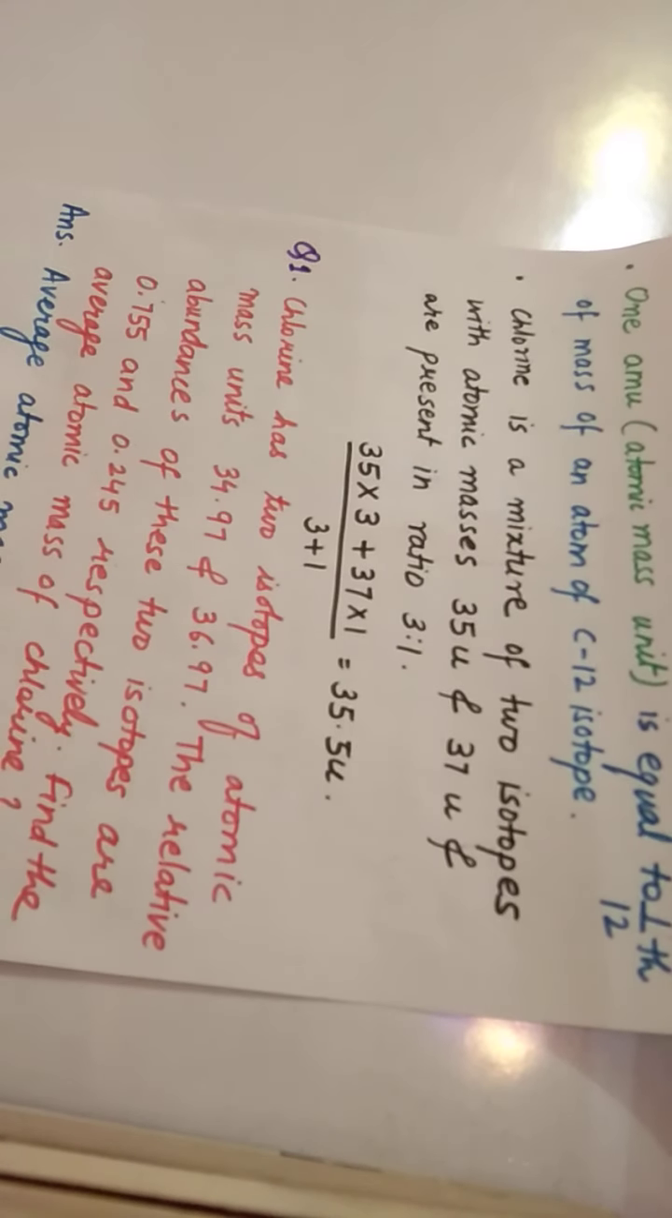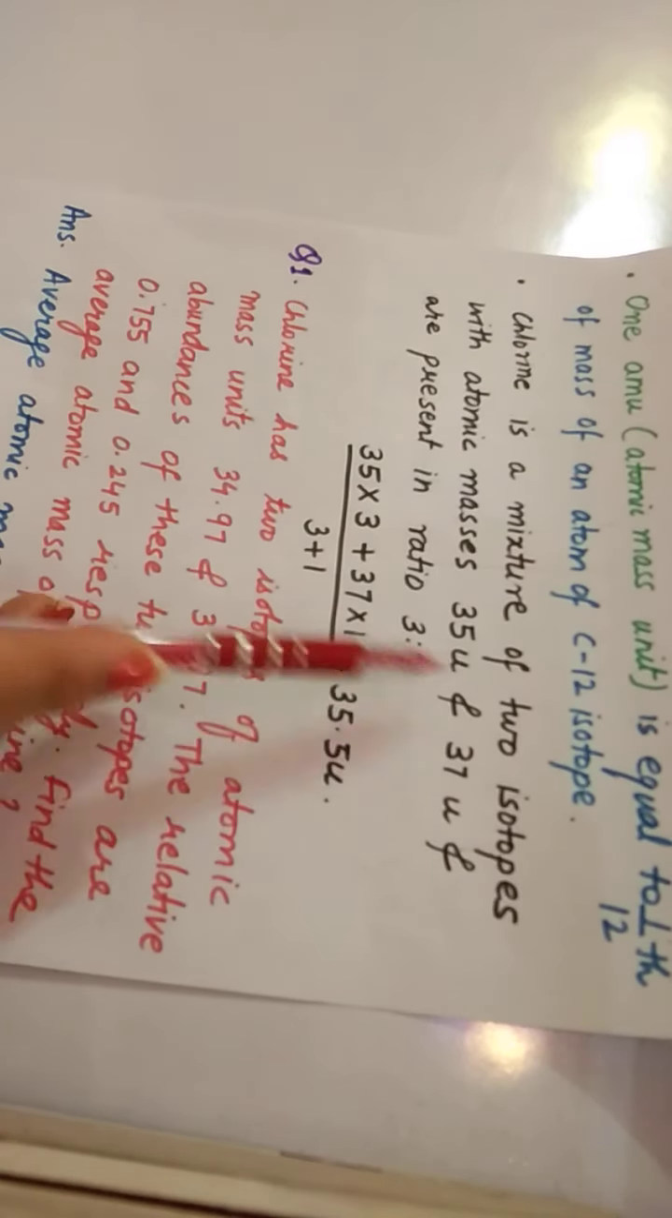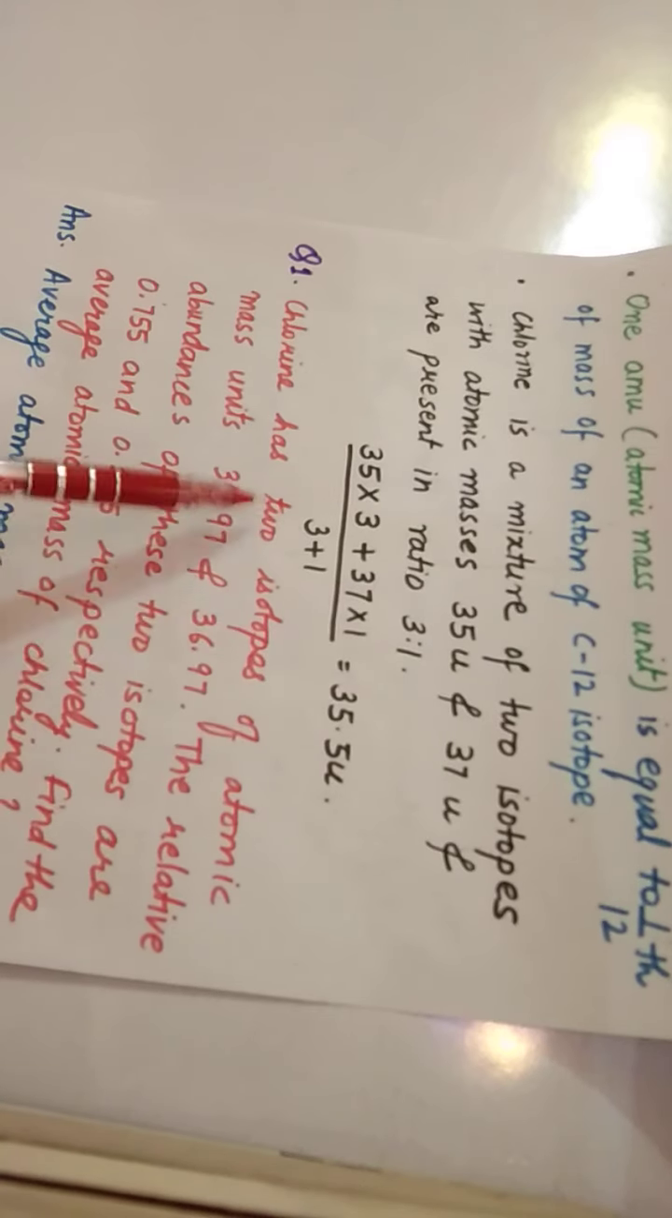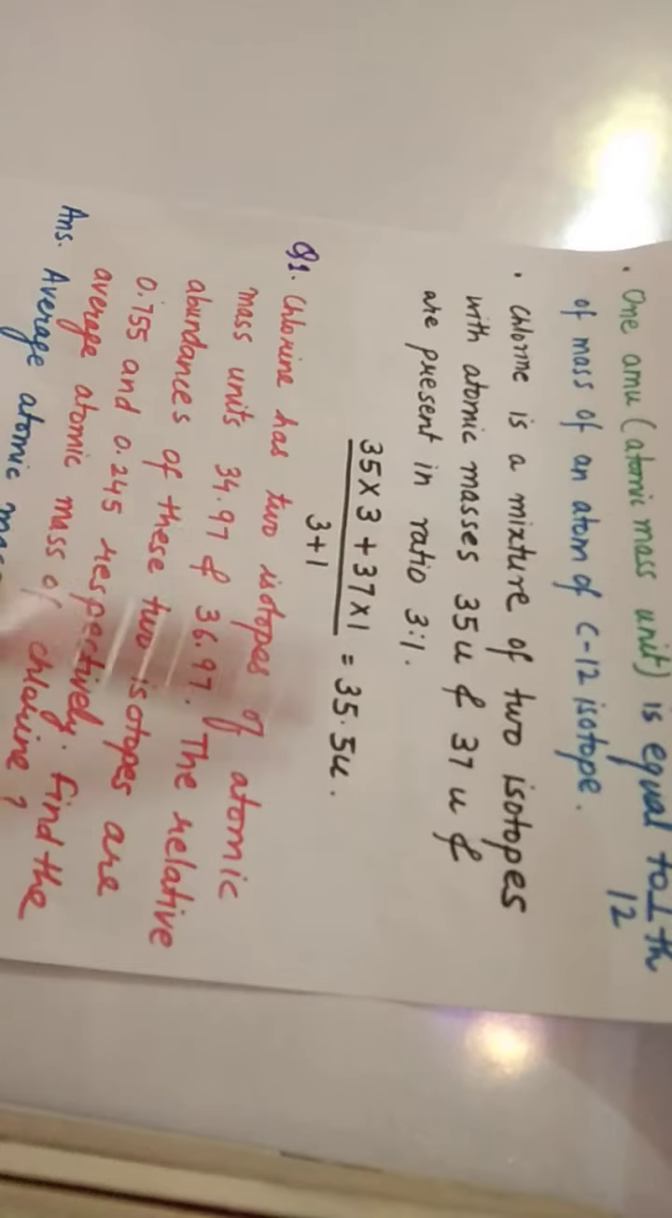Why have we found it like this? Because we already have two isotopes, and both are present in 3:1 ratio. So the way to find out chlorine atomic mass is to do it like this. In the same way we find out the atomic mass of other elements that have isotopes.